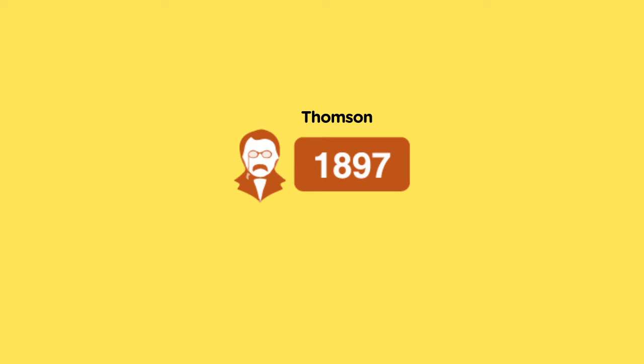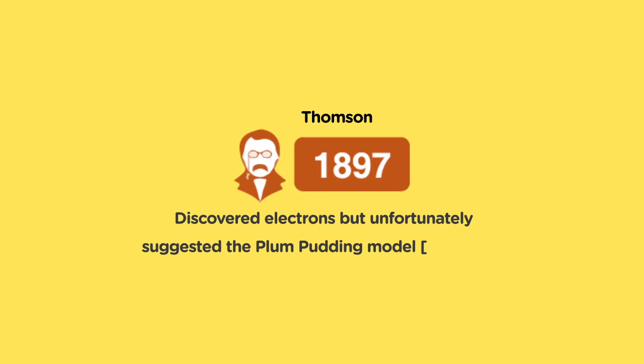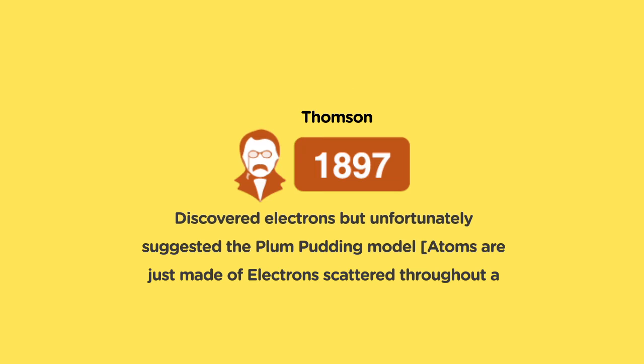In 1897, as a result of his cathode ray experiments, Thomson discovered electrons. But unfortunately, he suggested the plum pudding model, which suggests that electrons are scattered throughout a spherical cloud.